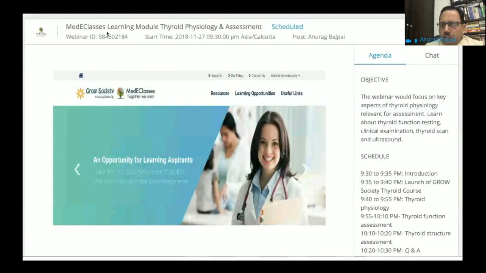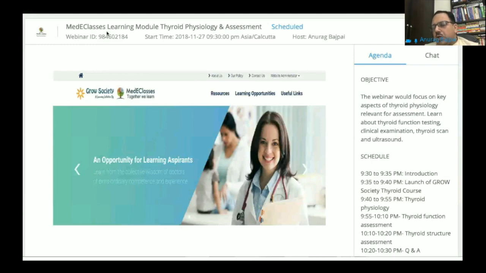The agenda for today basically is to start off with the introduction about thyroid disorders, the launch of the Growth Society MedEClasses thyroid course, followed by a brief word about thyroid physiology, followed by thyroid function assessment, because these are one of the most commonly prescribed tests and often are associated with complicated results which cause confusion in evaluation and management.